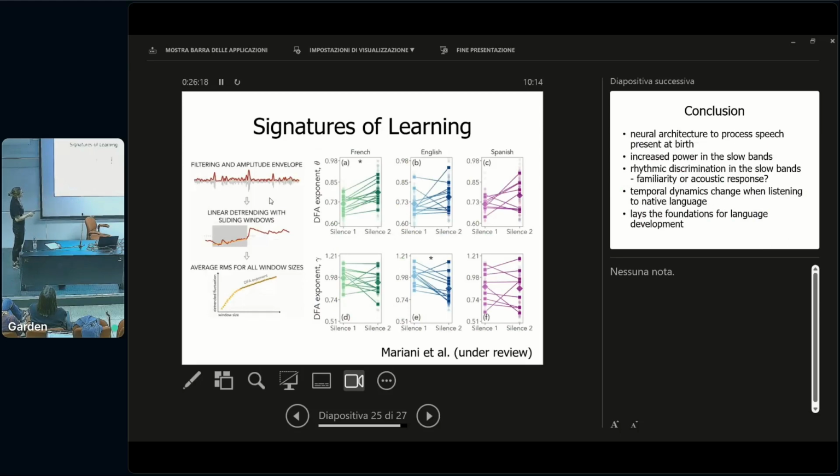So these are the languages: French, English, Spanish, and the delta, the theta band and the gamma band. Delta cannot be computed because it would need big time windows that we don't have in these short sentences. What you see is that in silence 1, the exponent is already above 0.5. This is well known in human EEG. But what's interesting is that there is an increase in the theta band, the slow prenatally experienced band. This is all newborn data. For all 3 languages, it's statistically significant for French. So there is an increase in the exponent, meaning there's more memory.